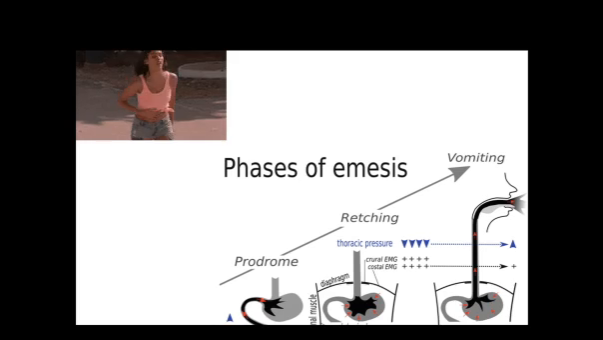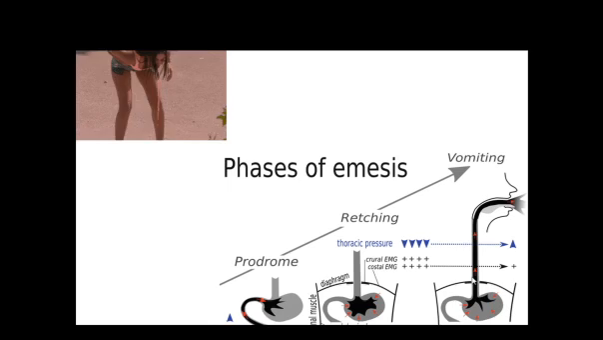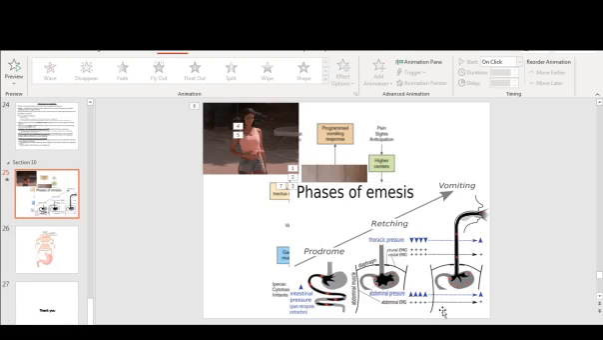The muscles of the abdomen contract, and because the chest is held in a fixed position, the contraction increases the intra-abdominal pressure. The lower esophageal sphincter relaxes, and the gastric contents are ejected as vomitus. So that's all about the physiology of GIT.